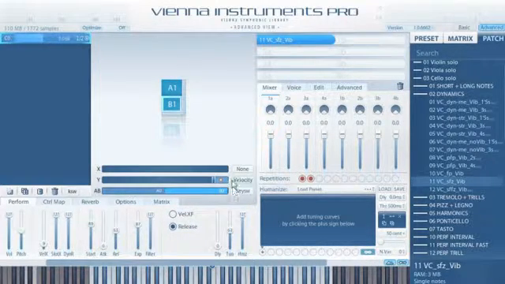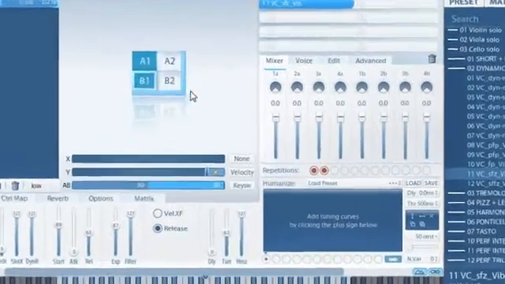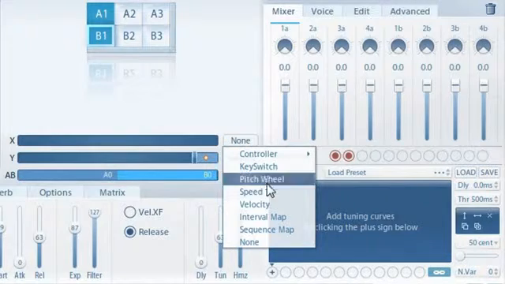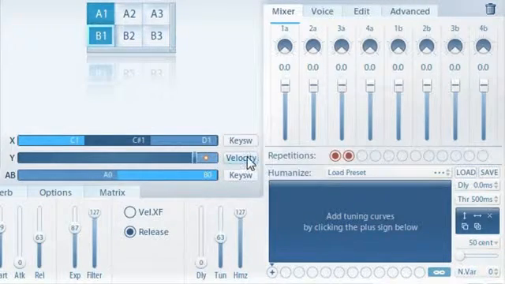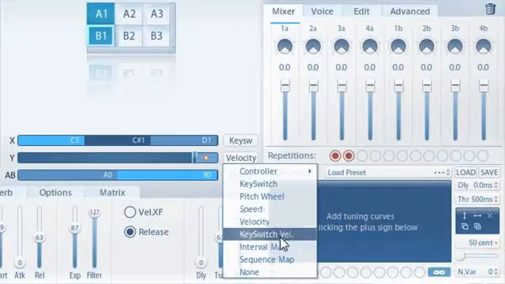Now it's time to find out more about Keyswitch Velocity. This new controller is only available if you have chosen Keyswitch on the other axis of the control bar, as these controllers are directly connected.